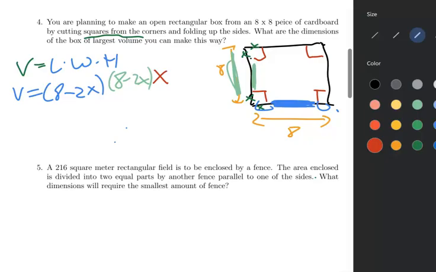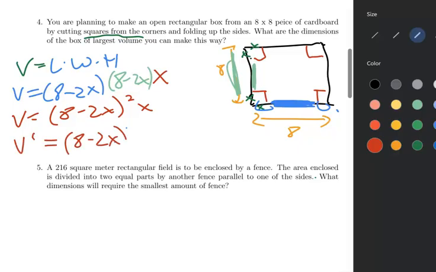All right, I am not going to suggest we multiply this out. I'm going to say let's just simplify it a little bit, and then let's do product rule. You could multiply it all out. It's up to you. I think it's going to be easier to do this. So if I want to take the derivative, I'm going to say first times the derivative of the second, which is just 1, plus second times the derivative of the first, so 2 times 8 minus 2x, times another negative 2, the derivative of the inside.